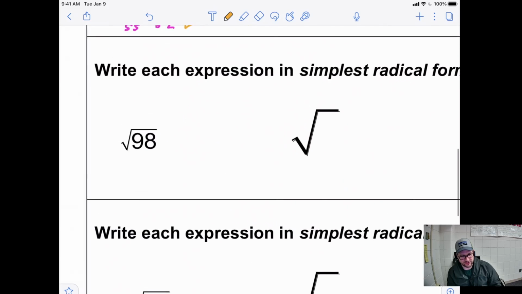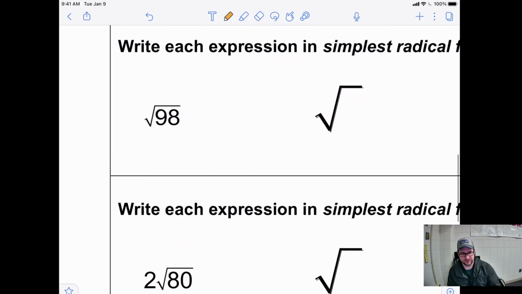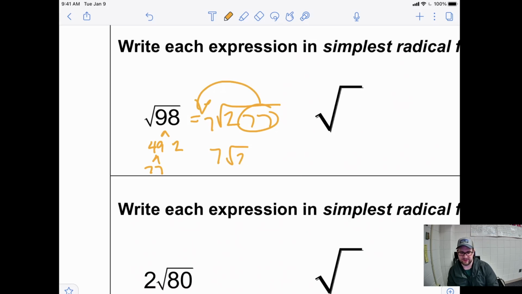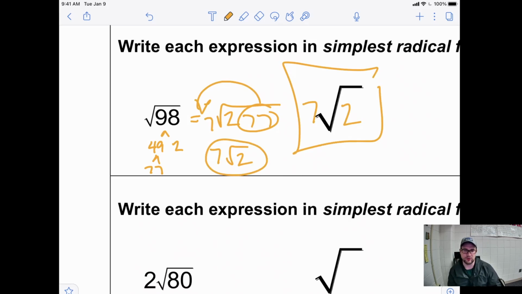Coming on down here to 98. 98. You should know this by now. Breaks into 49 and 2, which is 7 and 7. So this can be rewritten as 2, 7, 7. 2 sevens. Pull one out. You get 7 square roots of 2, just like that. 7, 2. Move on with life. You can do this stuff.